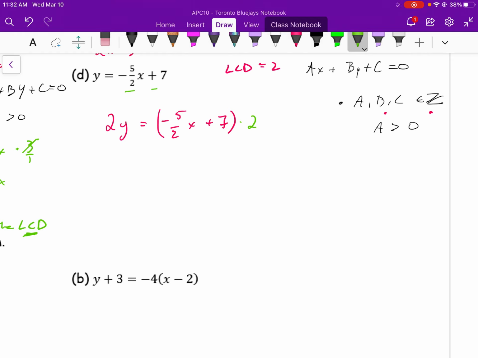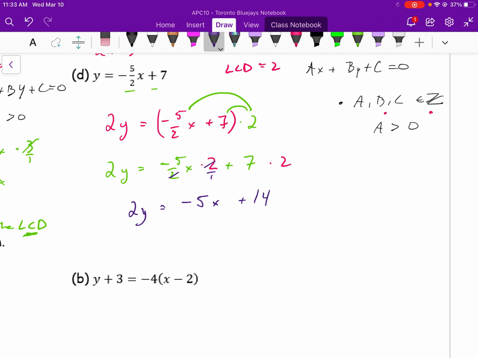Recognize that the right-hand side is a binomial, or it has 2 parts. So you have to multiply both terms in your binomial by 2. The left-hand side stays as y, and now we have negative 5 over 2 x plus 7, and I had to multiply those 2 terms by 2 times 2. What I get is 2y is equal to negative 5 over 2x times 2 is negative 5x, because the factor of 2, both top and bottom, cancel each other out, plus 14.